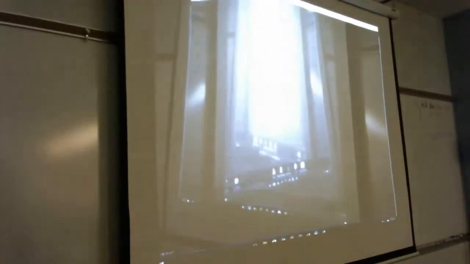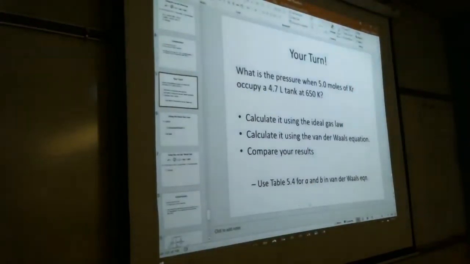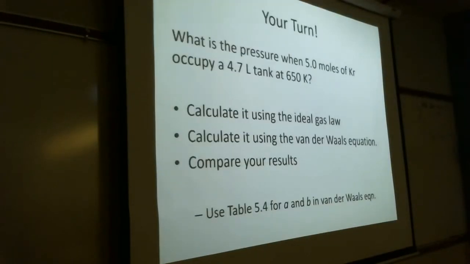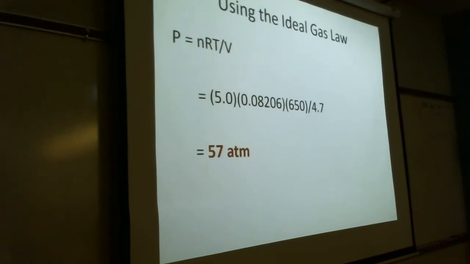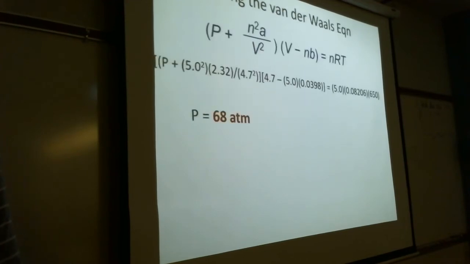Okay, I know you may not have completely finished, but I know most of you are pretty close, and we're running short on time here. So here's what I got with the ideal gas law. That one shouldn't have taken you more than a couple seconds to do. Did you get 57 atmospheres for PV equals nRT? Now when you use the van der Waals equation, it might have taken you an extra minute or two. But I got 68. Did you?